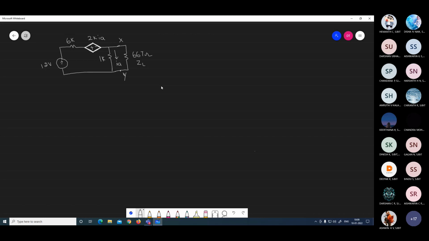Then write the Norton circuit, connect the load, and find out what IL is. It is a similar problem to the previous one, only they have changed the values. Solve and tell me the answer.